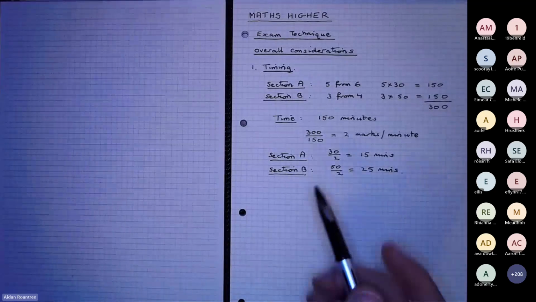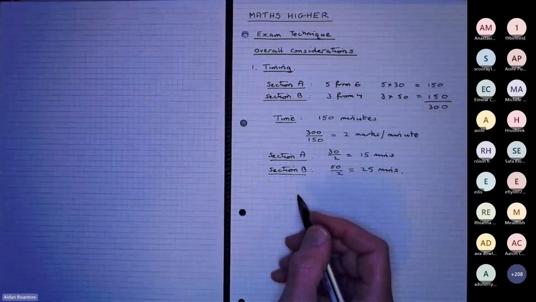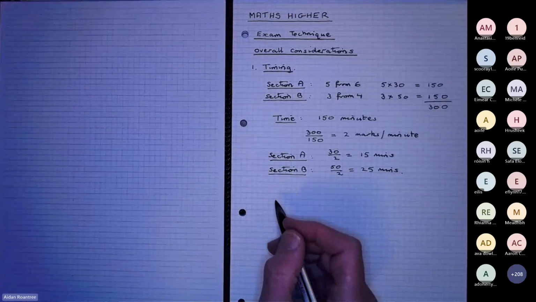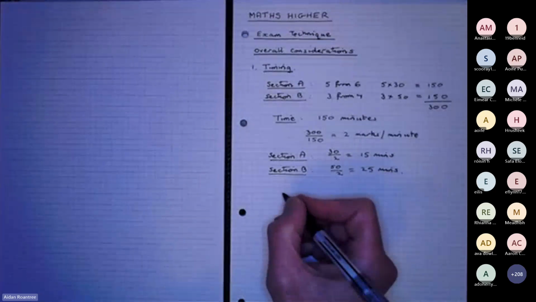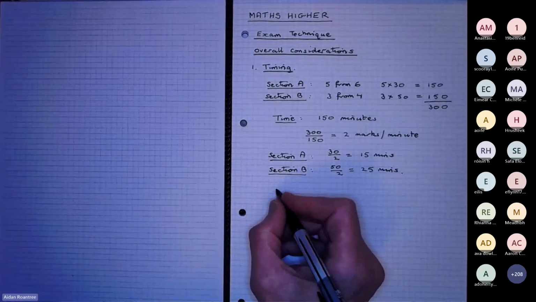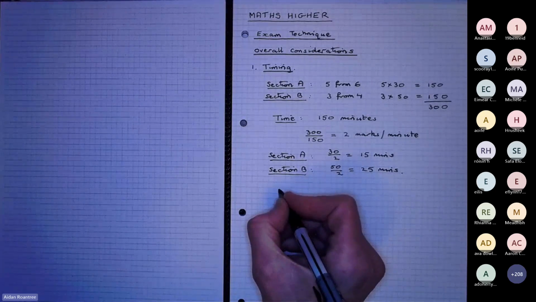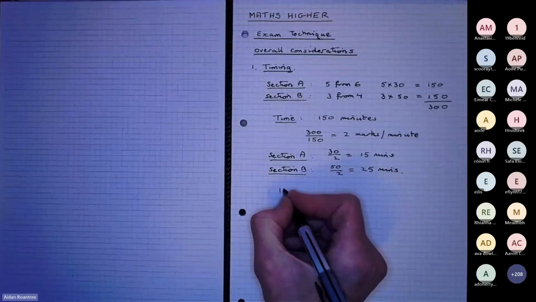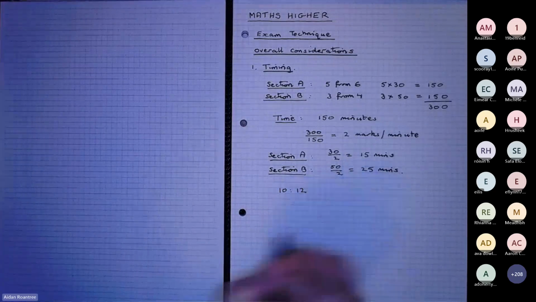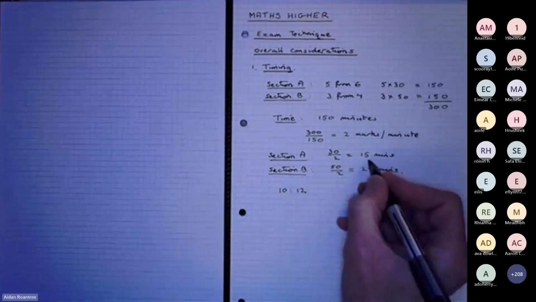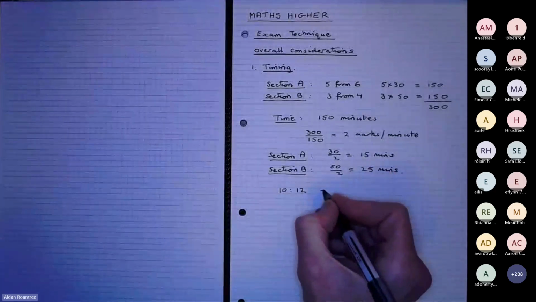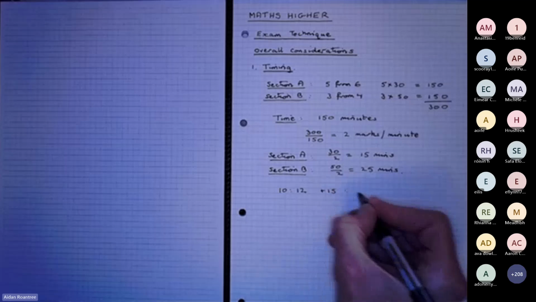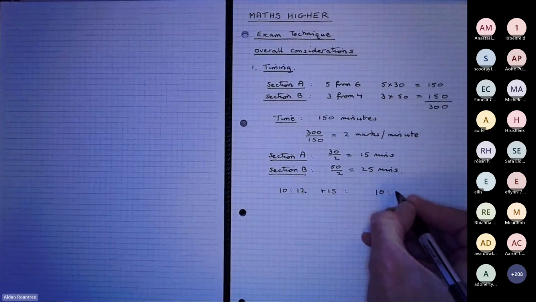What some people do is jot down on their exam paper the time at which they're due to finish. So, for example, if you're doing a section A question and you look at your watch, and it's 12 minutes past 10, and you've got 15 minutes that you can do, you add 15 onto that, and that gives you 10:27.